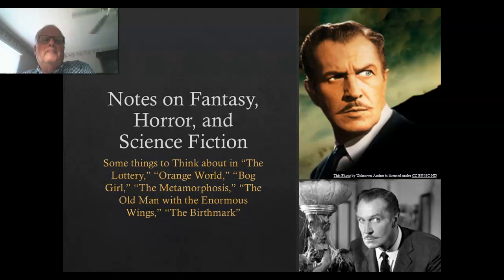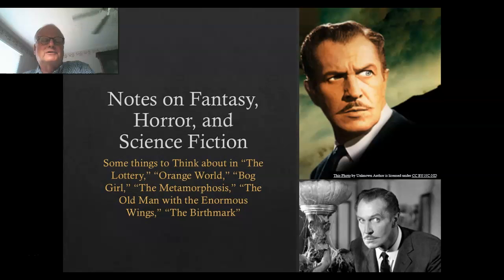The Lottery is a Shirley Jackson story, a classic late 1940s story that made quite a splash in the publishing world when it was first published. And it has remained a canonical work. It's one that is frequently taught in courses like this.